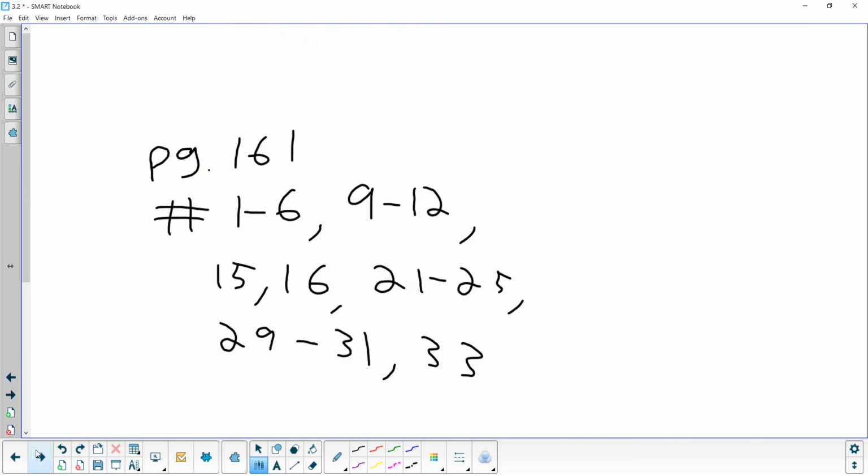Alright, so that's the homework for tonight on page 161. Okay, it's 1 through 6, 9 through 12, 15, 16, 21 to 25, and 29 to 31 and 33. Okay, we'll take a look at that tomorrow, and then tomorrow will be section 3.3, and Thursday will be section 3.4.